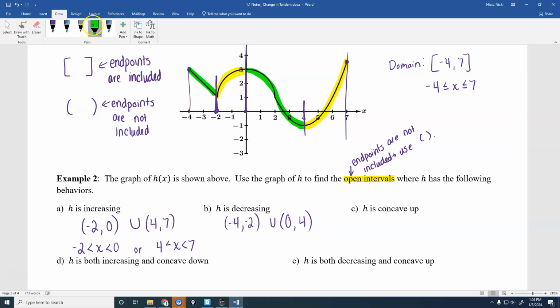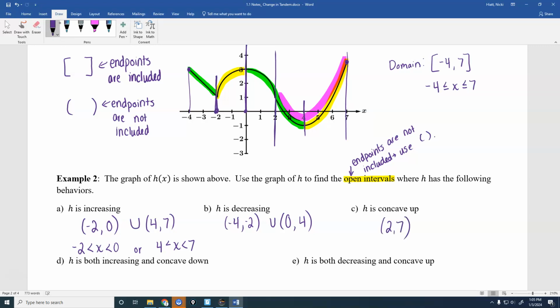Okay, next part asks for concave up. So we're looking for that curved up shape. Who can tell me where that happens? What do you think, Josh? 2 to 7. So 2 over here to 7, we got that curved up, right? So that would be right here at 2 all the way to 7.